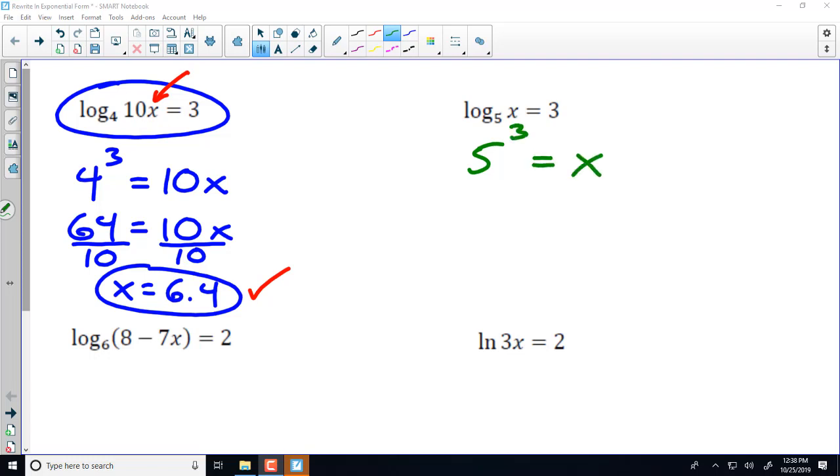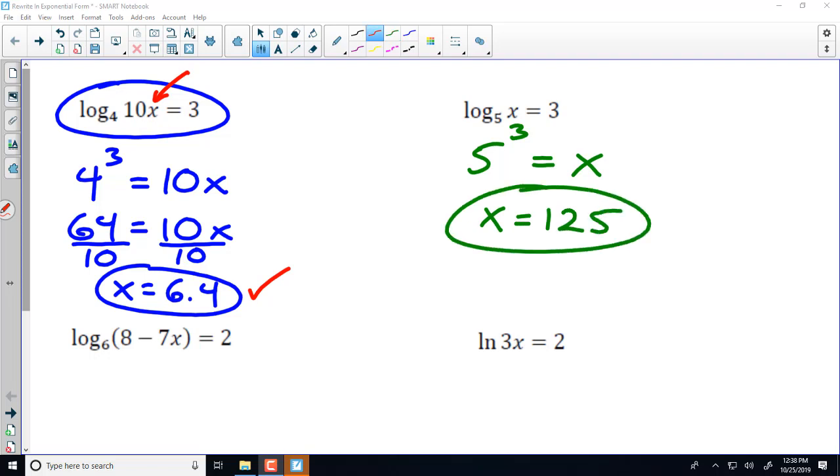And we're actually one step away from finishing this. We just need to figure out what 5 to the third is. 5 times 5 times 5 is 125. So we get x equals 125. This answer is good because if you plug 125 right in here, you will only take the logarithm of a positive number. So this answer is fine.